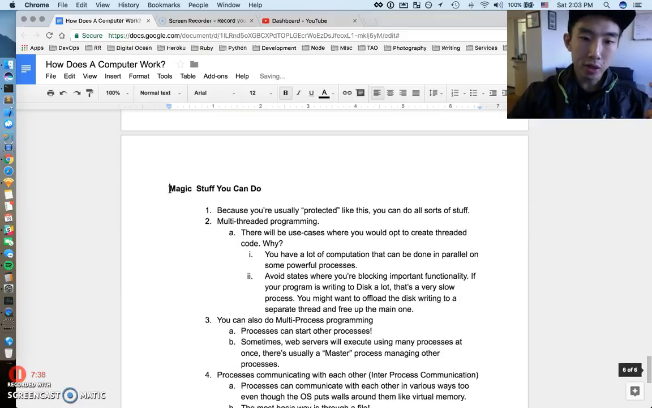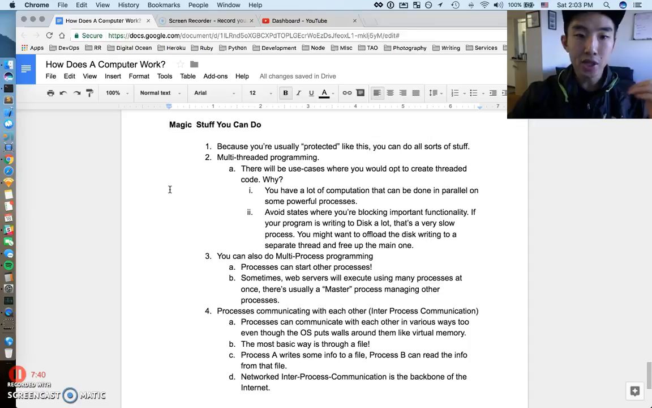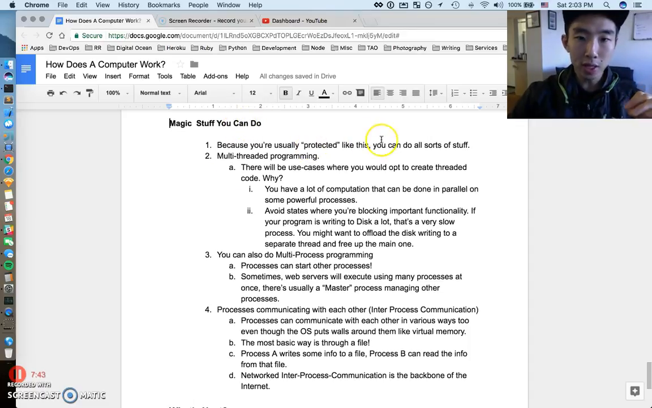In the last section of this video, I just want to talk about some of the magic stuff that you can do. We just talked about how you're protected. The OS has a certain level of abstraction for all these processes, but what kind of stuff can we do as programmers to do cool things? I have three things here. One is multi-threaded programming, which is cool stuff and also very hard and nuanced, with its own complexities. But what are some cool use cases if you want to use multi-threaded code, right?